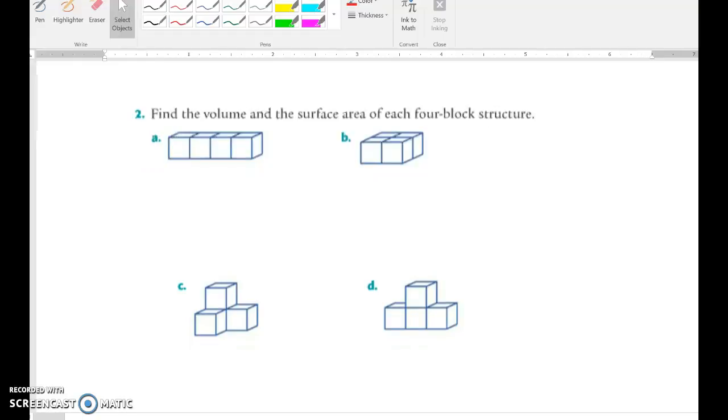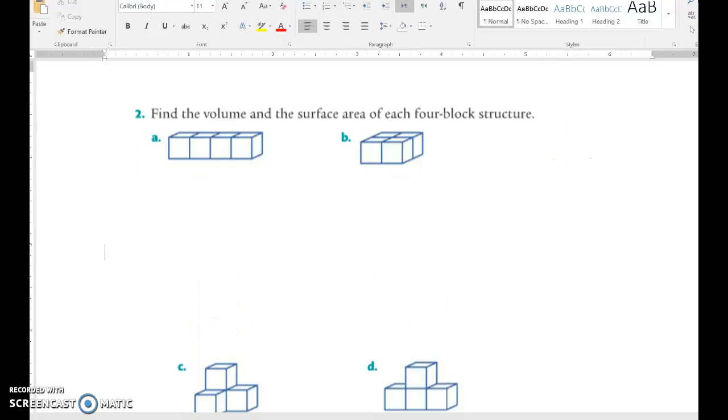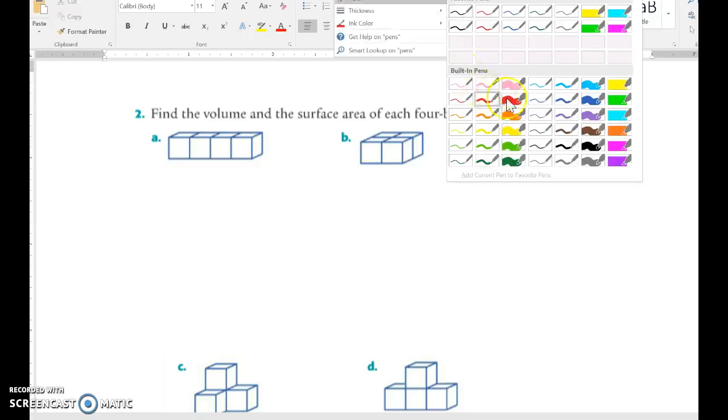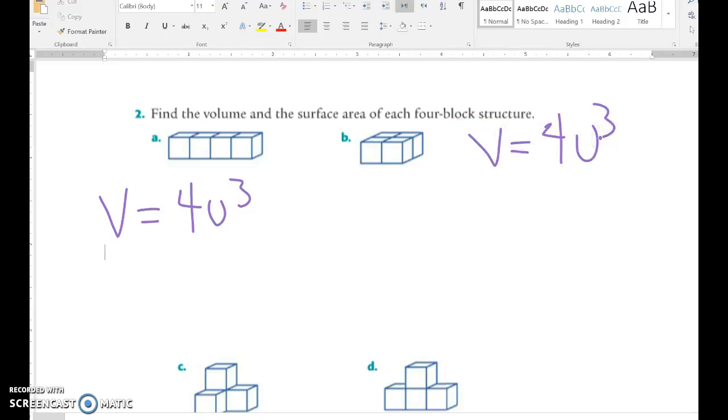Now, here, if we look at these block structures, it's very clear that we have actually changed some stuff around. And as soon as we really change these things around, we're going to see that the surface area is constantly changing. Now, remember that the number of blocks tells us how many cubic units of volume we have. So these are all 4 blocks, 4 cubic units of volume, okay?